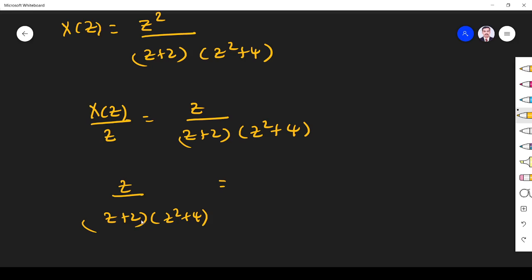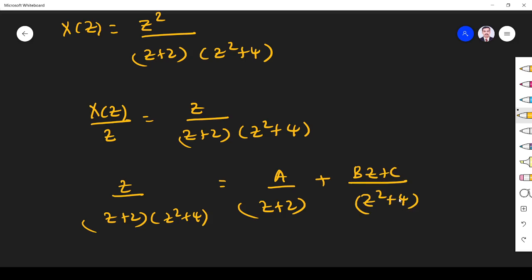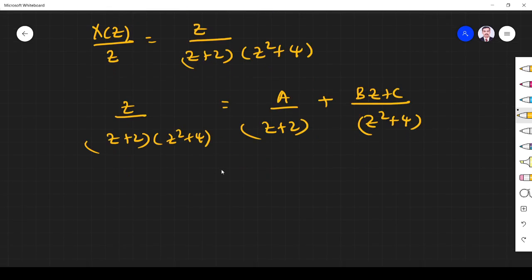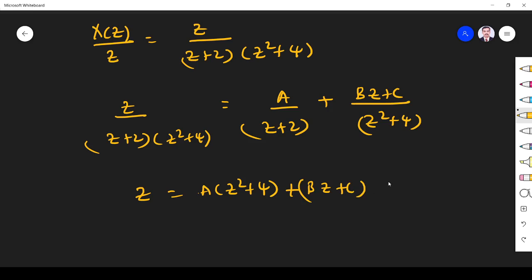I make the partial fraction expansion. I write it as A by z plus 2, since z plus 2 is a simple root. This is a complex root, so we write it as B z plus C by z square plus 4. Okay, done. Now what you have to do: the left hand side is z, and the denominator will be cancelled. So z equals A into z square plus 4 plus B z plus C into z plus 2.